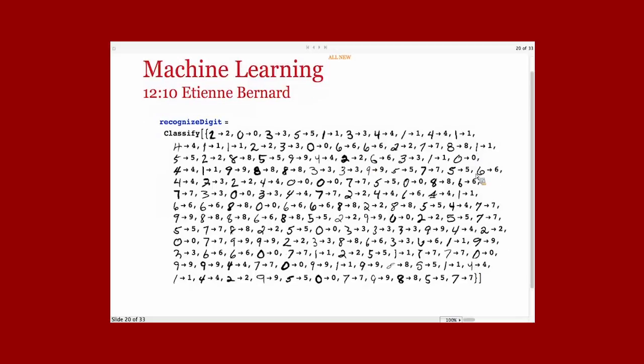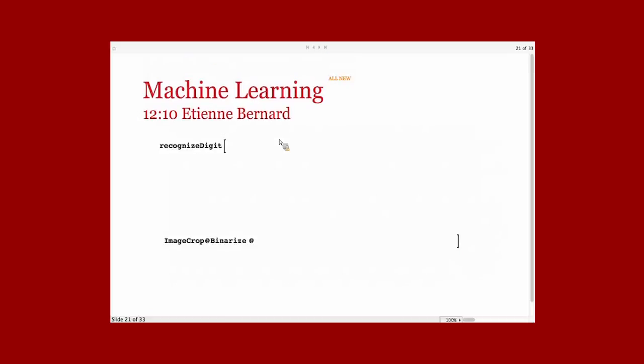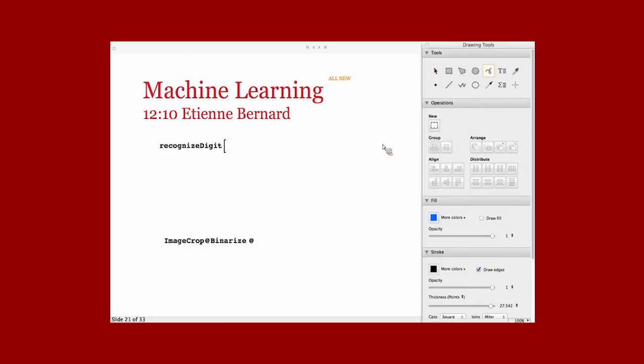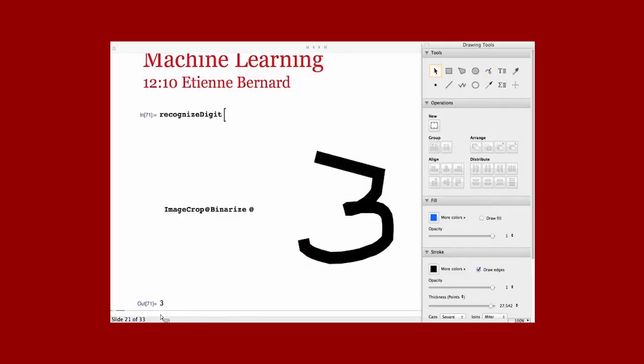So here's an example using the Classify superfunction. This is building a digit recognizer. And to do that, you simply give Classify a table of images, and you say this image is a 2, this one's a 0, this one's a 3, and so forth. And now when I evaluate that, it automatically chooses the method and the parameters to build a recognizer. And now I have a function which will recognize handwritten digits. And you see it recognized a 3 here.